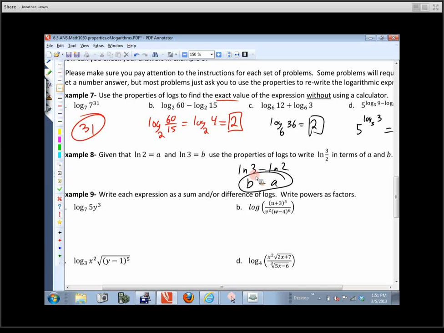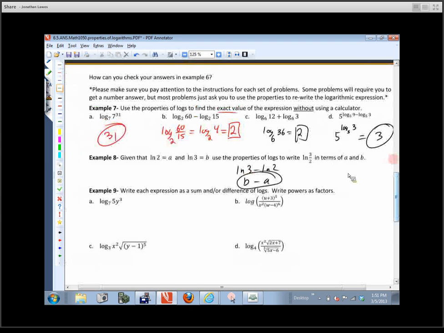Done. That's it. That's aggravating for some people. They're like, well, that's not an answer. Yeah, it is. It's an answer in terms of the way they asked us to write it. Okay? Just some mental hoop jumping here. Can you apply the properties of logarithms to do exactly what they asked you to do? Any questions there? Easy enough? Sure there aren't any questions so far? Because this gets a little bit more complicated now. We're good? Okay, so let's take a look at this.